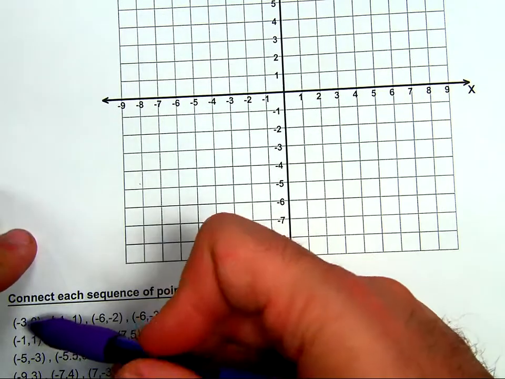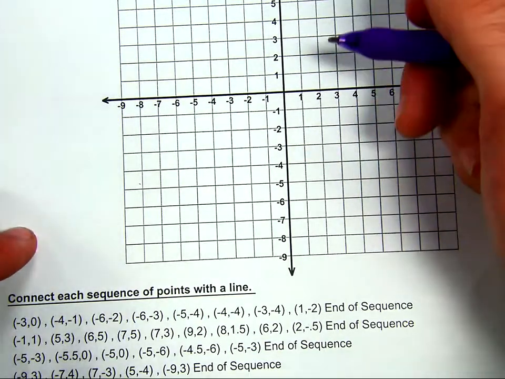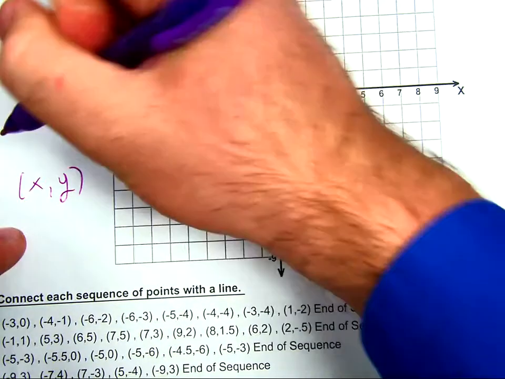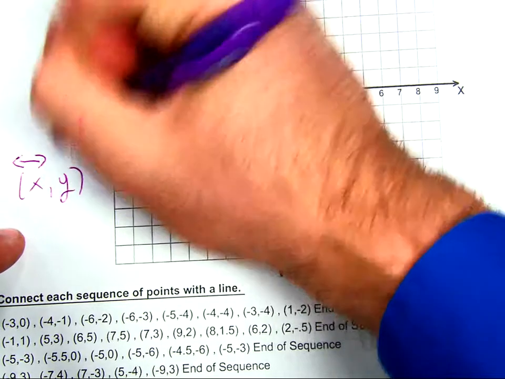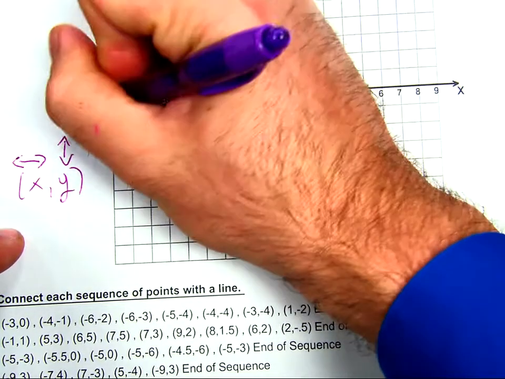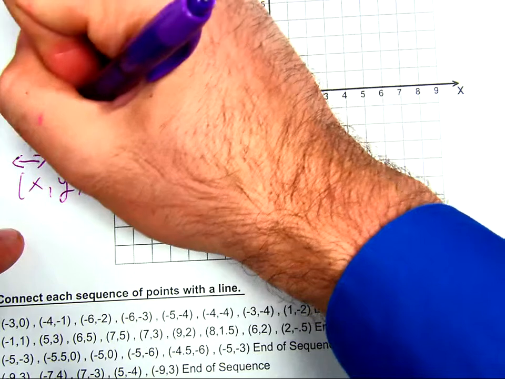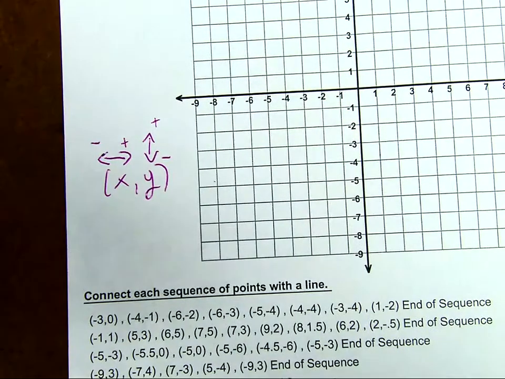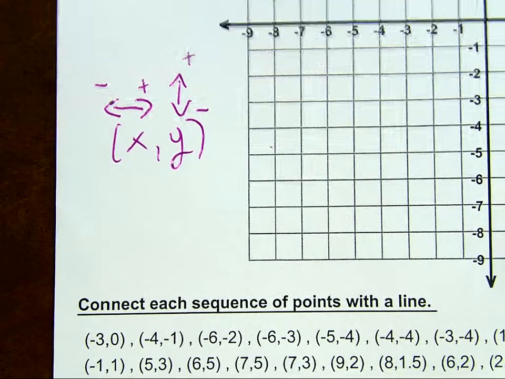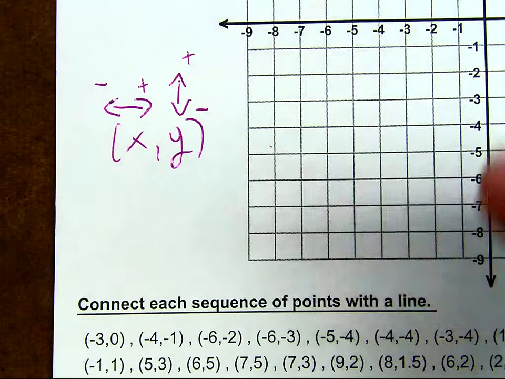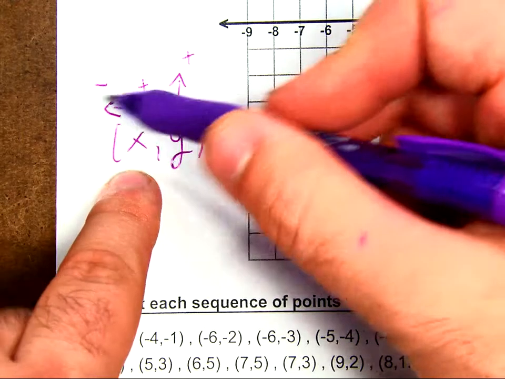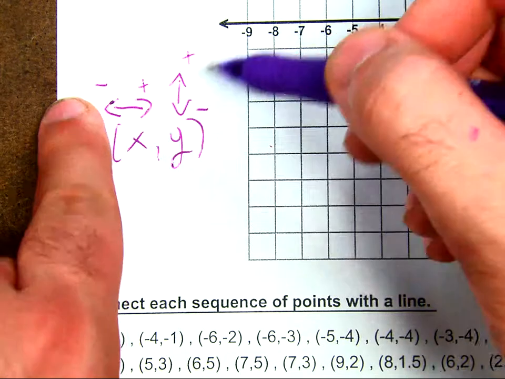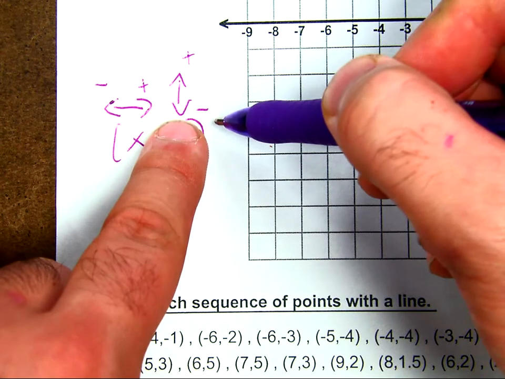So right here, I have negative 3, 0 as my first one. Once again, I have my x and my y. My x is telling me my left, right. My y is telling me my up, down, positive, negative. If you need to write this to make sure we know exactly what we're doing, please write it on everything you do whenever you're plotting. If you remember nothing else, x goes left, right, y goes up, down, right is positive, left is negative, up is positive, down is negative.